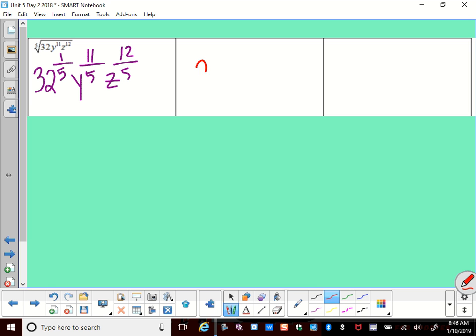What is 32 to the power of 1/5? 2. All right, y to the 11th over 5, does that reduce? No, just write it again. And then z to the power of 12 over 5, does that reduce? Okay, we're reducing our fractions if we can. Anytime you have a number with an exponent as a fraction, put it in your calculator.